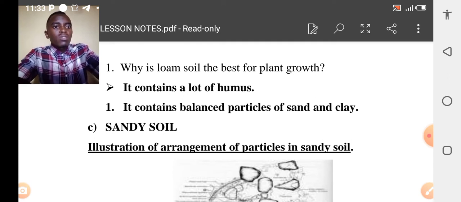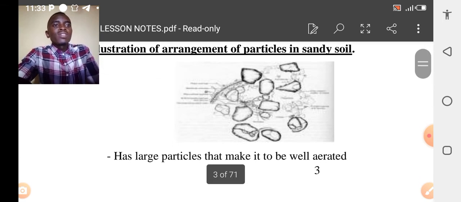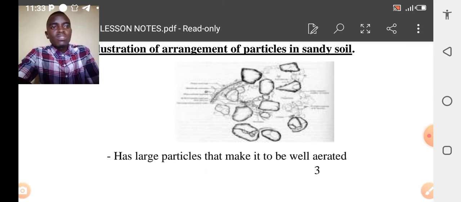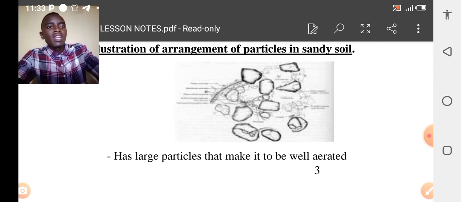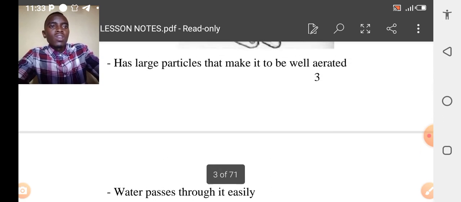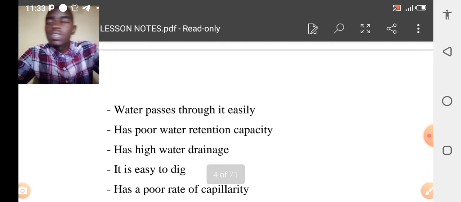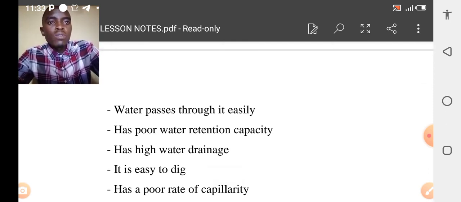Illustration: arrangement of particles in sand soil. That is how it looks like. This is the structure of sand soil. Sand soil is sometimes made of small particles of stones, and big stones also, mixed together. The larger particles make it well aerated, and water passes through it easier. When you put water in sand soil, it passes through easily. So it has poor water retention capacity.